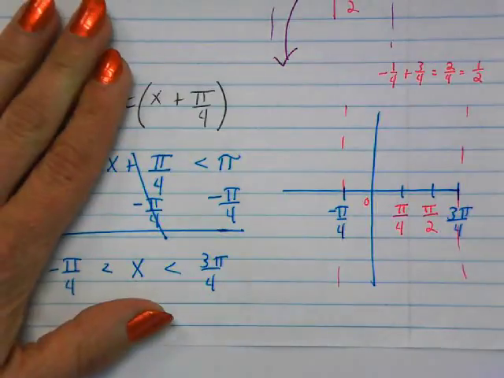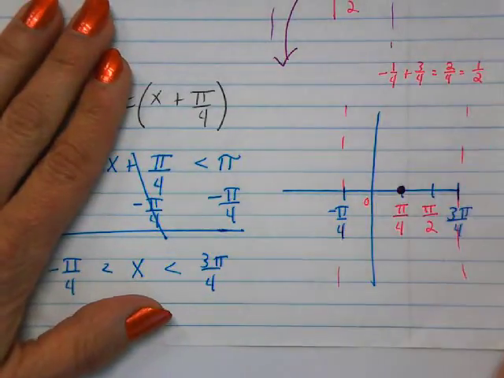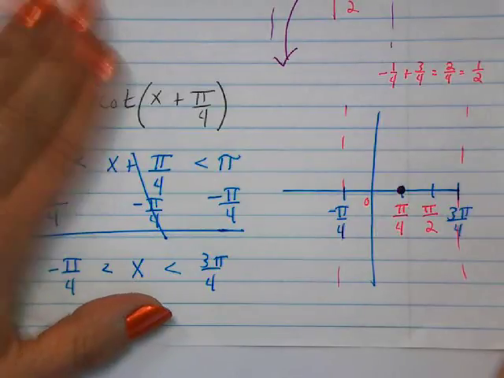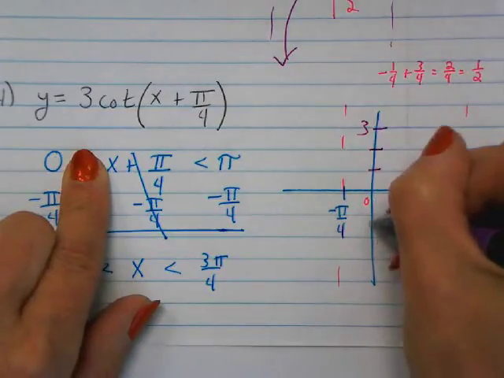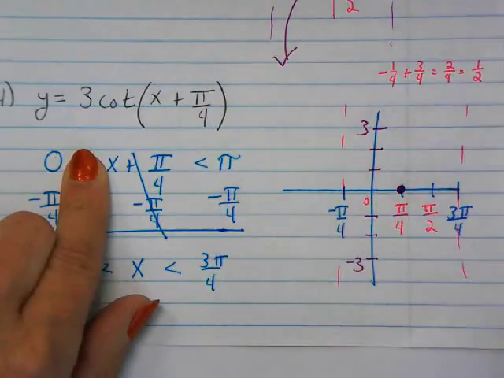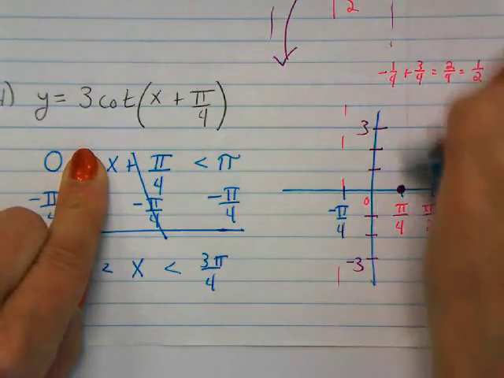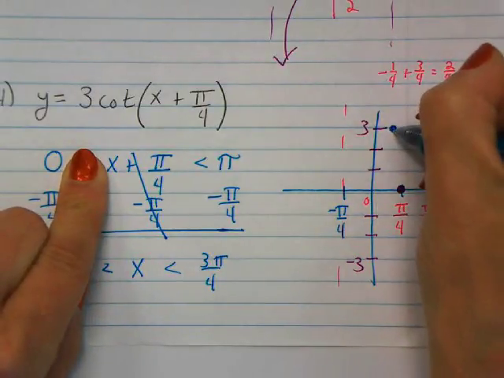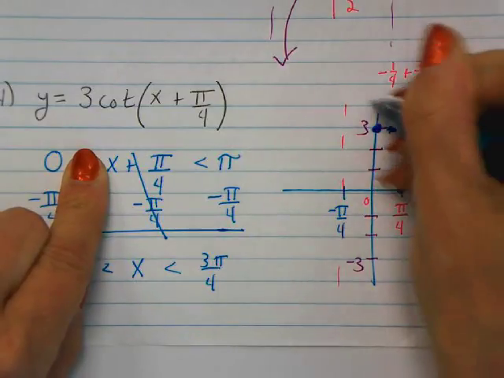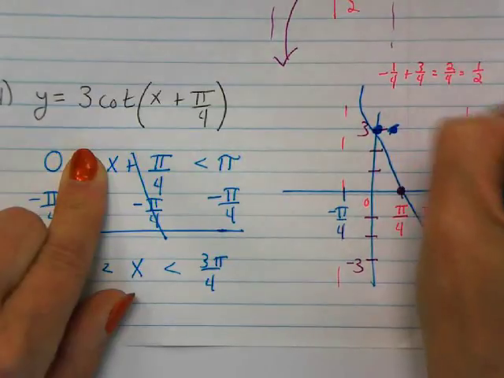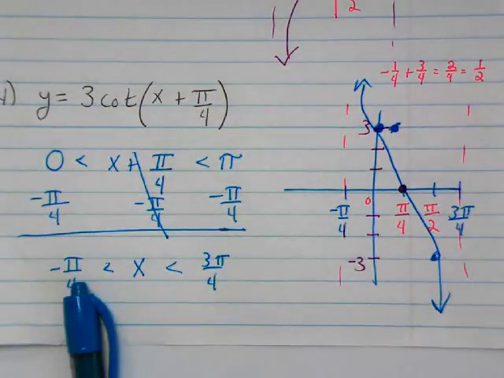So at this midway point is where I get my x-intercept. It's going to go to the pseudo amplitude of 3 and negative 3. And what the cotangent curve does is it starts high, oops, put that there, and it ends low. So something like that. Alright, so I'm giving you a couple of these problems to practice.